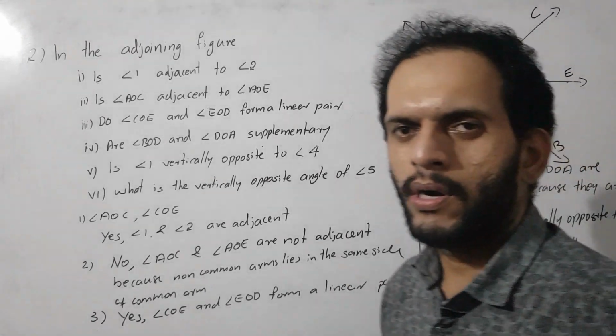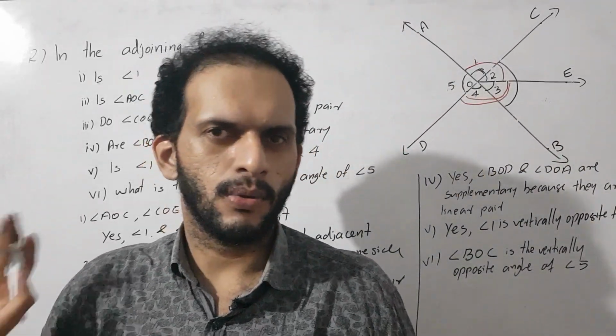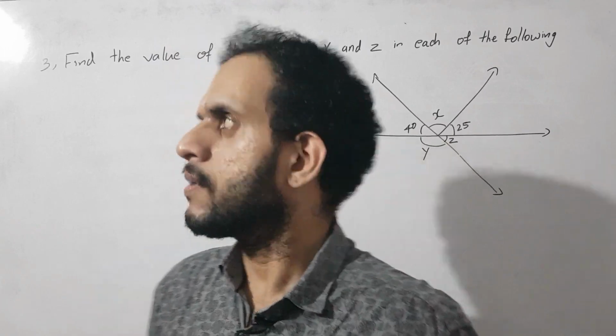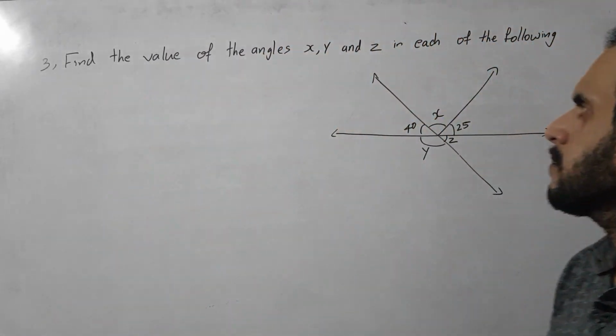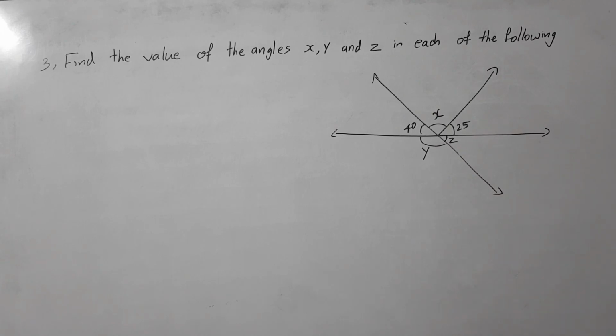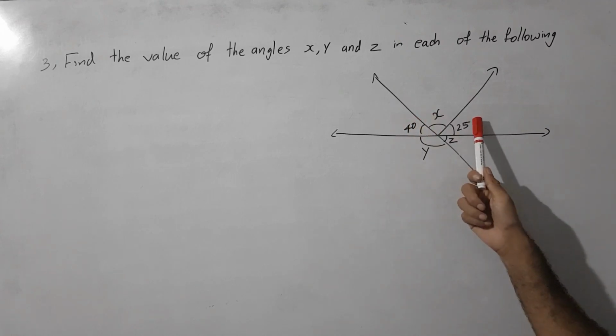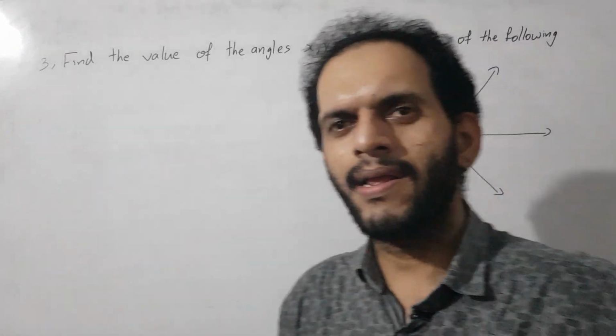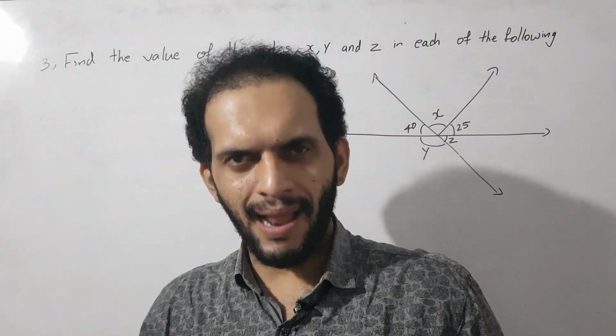So I think you got all the ideas about this question. The next question is like this. Find the value of angles X, Y and Z in each of the following. Okay, the first figure is like this. Here 40 and 25 are marked. Only two angle measurements are given. Here no names are given for the lines.